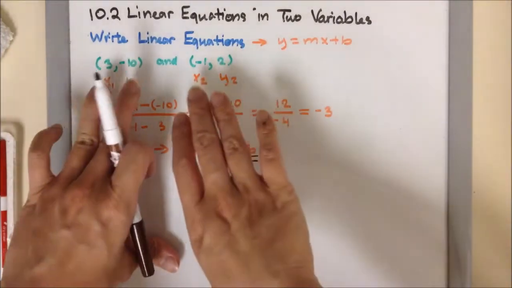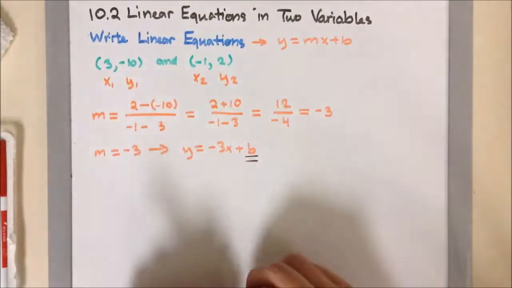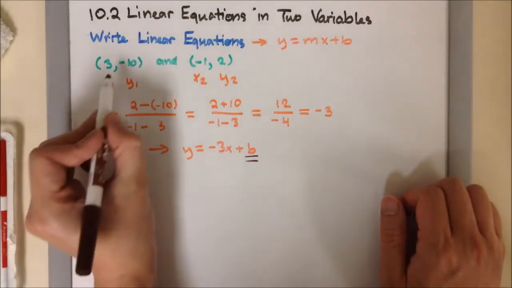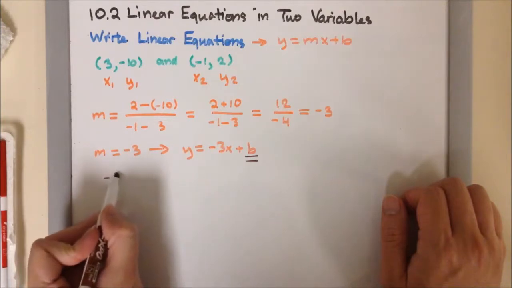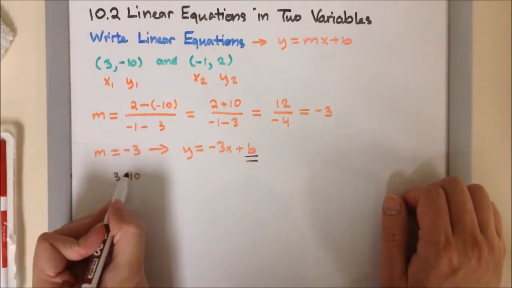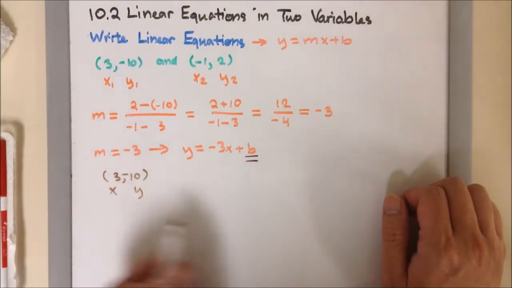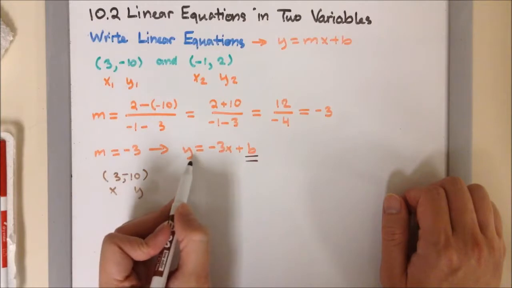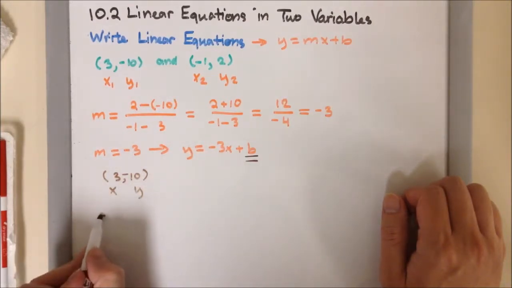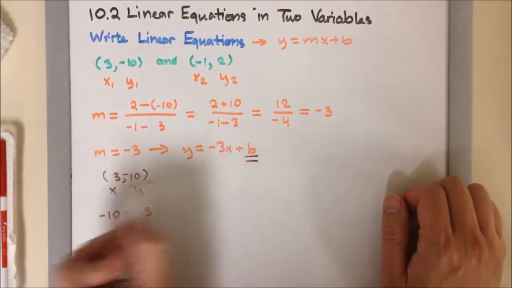Now, you're free to use any of the points. What I'm going to do is work with both points, and you should come out with the same value of b. The first one is (3, -10). So this is my x, this is my y. What I'm going to do is plug in the values for y and x. For y it is -10, so I'm going to write -10 here, equals -3. For x, I'm going to put 3.